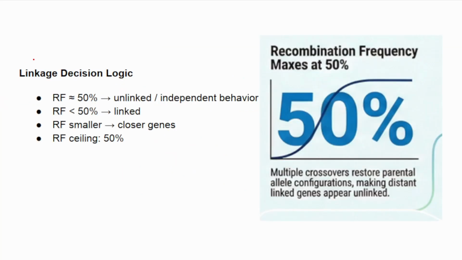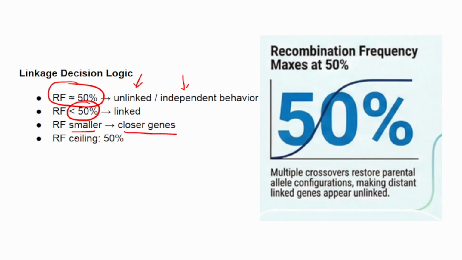To decide whether genes are linked, we use recombination frequency as a guide. If recombination frequency is close to 50%, the genes behave as if they are unlinked, meaning they assort independently. Independent behavior means the genes separate randomly, just like genes on different chromosomes. If recombination frequency is less than 50%, the genes are linked, meaning they are close together on the same chromosome and usually inherited together. The smaller the recombination frequency, the closer the genes are to each other.